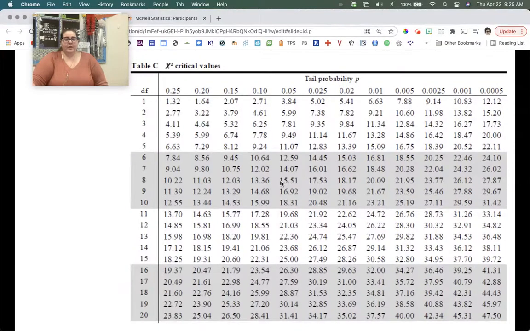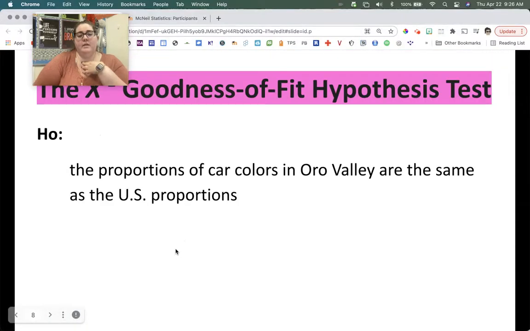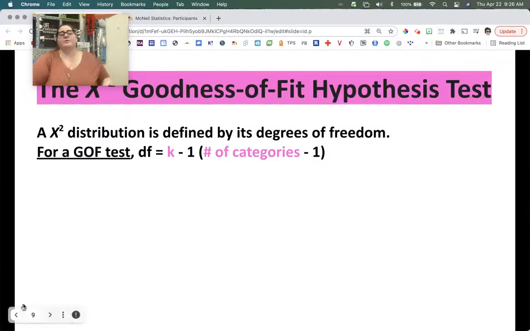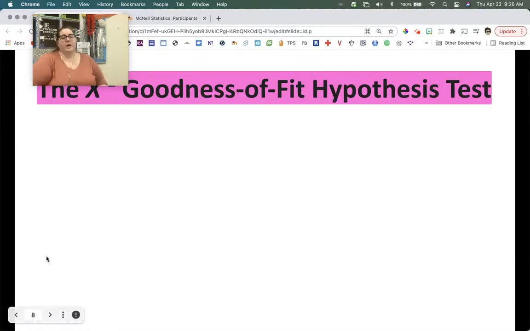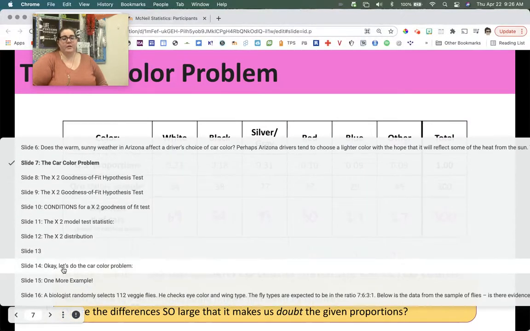So just to give you a quick look at our chi-squared table, which I will make sure is attached in the resources in Schoology. Basically, this is the chi-squared table. For our problem, I already forgot how many categories we had. Let's go look at it. 1, 2, 3, 4, 5, 6. So we have 6 categories, and remember, degrees of freedom is k minus 1, so categories minus 1. We had 6 different colors, so our degrees of freedom would be 5.